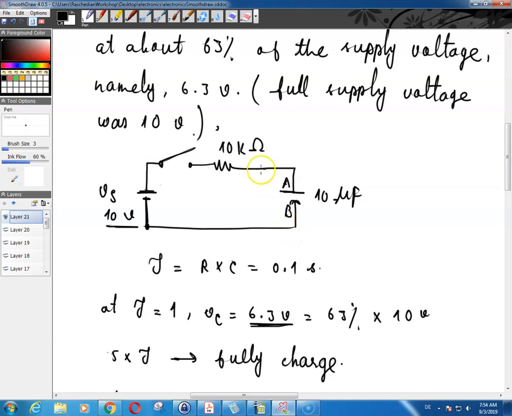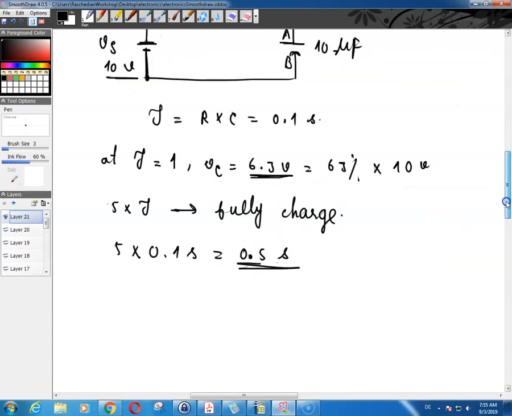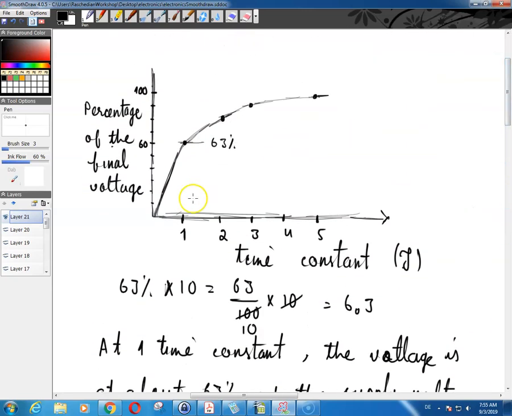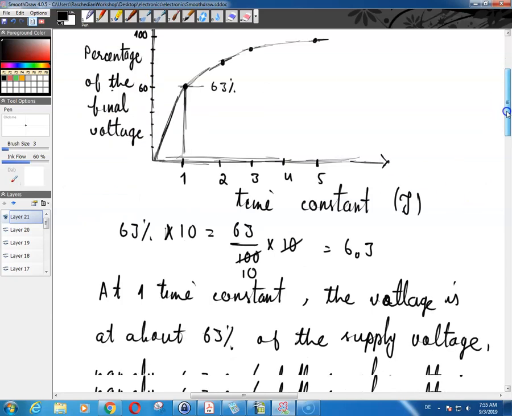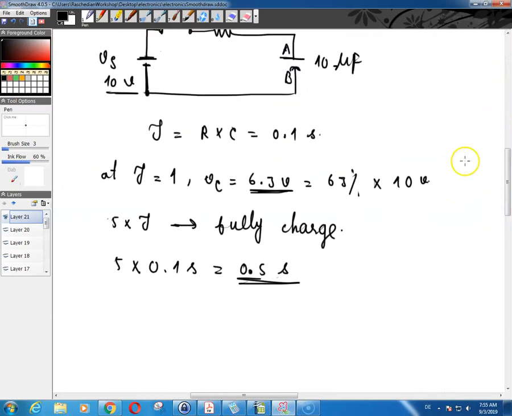And the voltage on plate A again, after, for example, one time constant, as we saw over here, is basically 63% of the supply voltage. And that you already understand, about 6.3 volts.